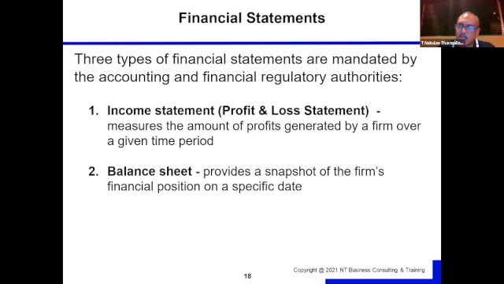Next thing in your financials is a balance sheet. A balance sheet provides a snapshot of a firm's financial position on a specific date. When you compare with a profit and loss account, a profit and loss account is for a period of time, usually a 12 month period. Sometimes you want to see how your business is going, so you will cut it into 3 months and see the profitability by quarter or by month.